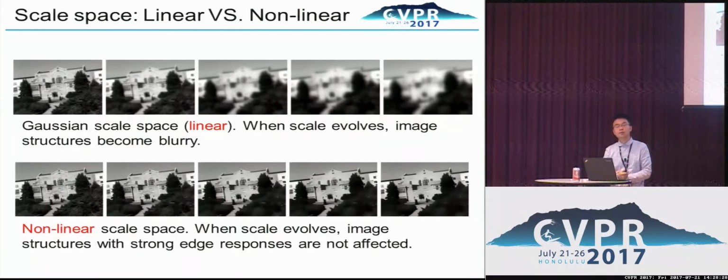When the scale evolves, image structures with strong edge responses are not affected. As a result, by using a nonlinear scale space for feature detection, we can expect it to have better localization accuracy. This is the motivation of using nonlinear scale space.